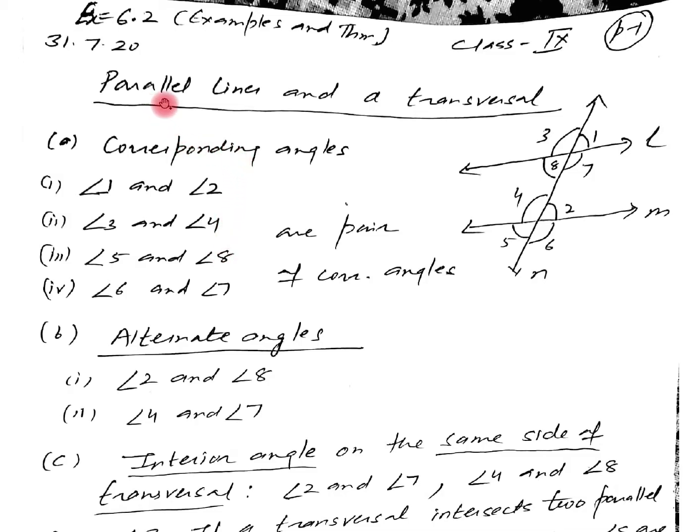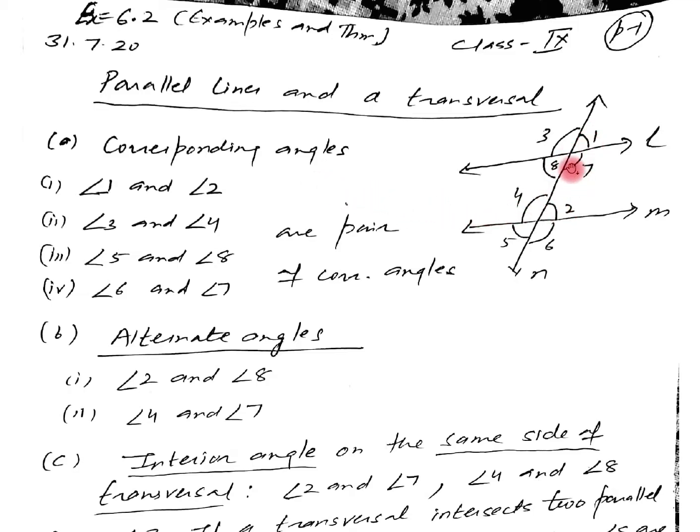Now the concept is here: parallel lines and a transversal. You know about the parallel lines. Suppose L and M are the two parallel lines and the transversal N intersects them. Then different types of angles are formed. The first one is what? The corresponding angles. Here, the different pairs of corresponding angles are what?